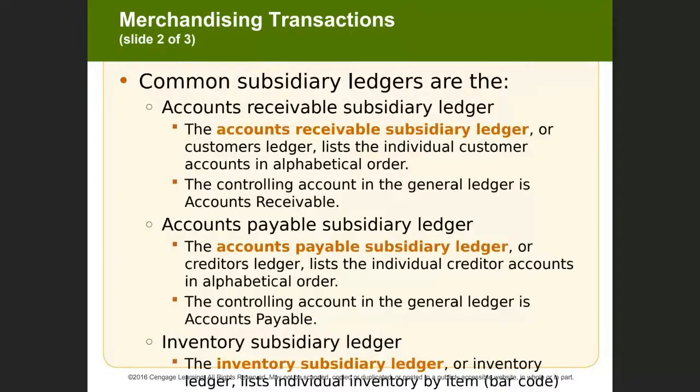So common subsidiary ledgers are accounts receivable, accounts payable, and an inventory subsidiary ledger. The accounts receivable subsidiary ledger, also known as a customer ledger, lists the individual customer accounts in alphabetical order.